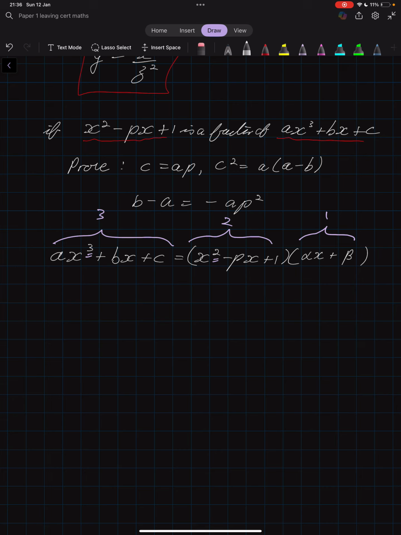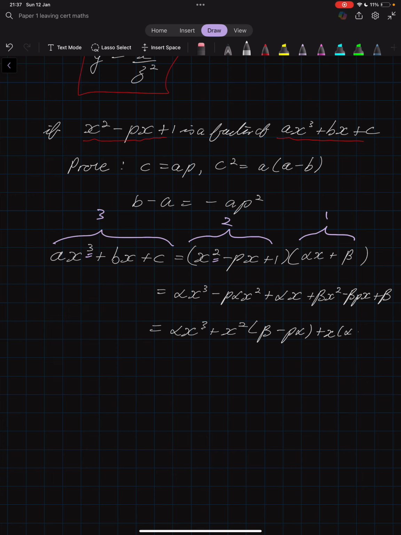So this equals, let's multiply it out. I get alpha x cubed minus p alpha x squared plus alpha x. Now if I multiply beta in there, I get plus beta x squared minus beta px plus beta. This equals alpha x cubed plus x squared. My x squared terms are going to be beta minus p alpha. My x terms are alpha minus beta p, and I just have plus beta. So now, this has to be equal to this.